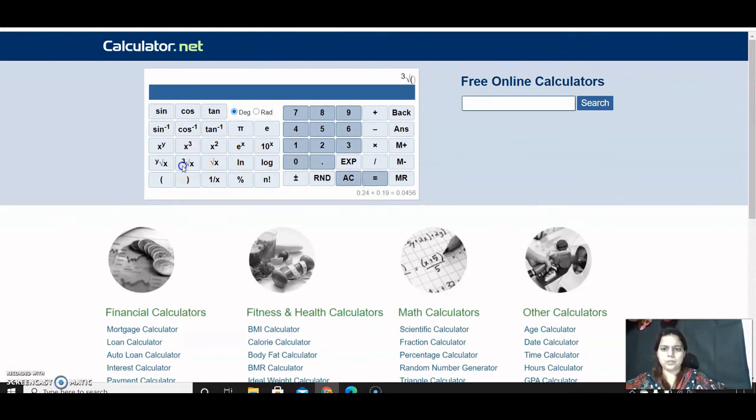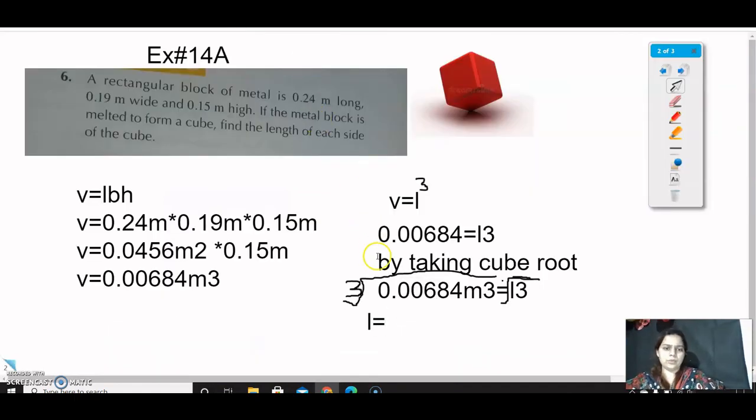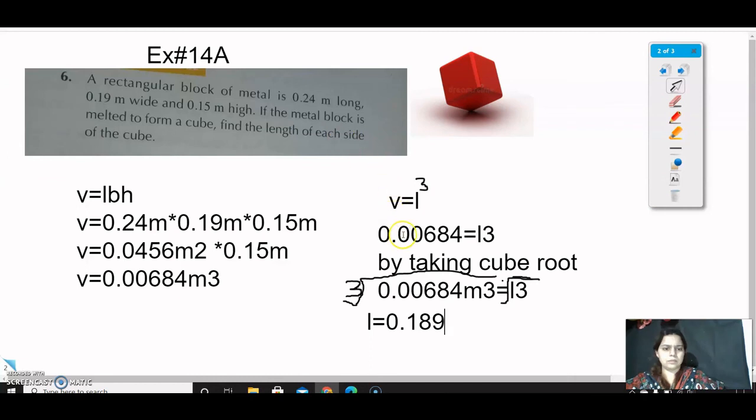Cube root of 0.00684, the answer is 0.18982439992. We need to round off to three significant figures. So say 2 or 3, it's up to you. 0.1898 and round off this one.